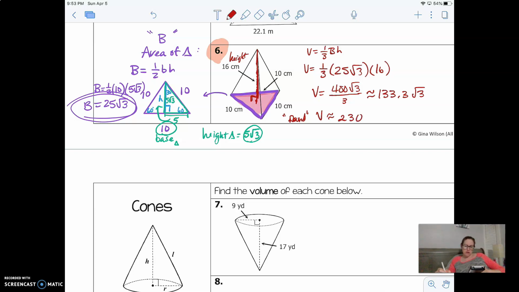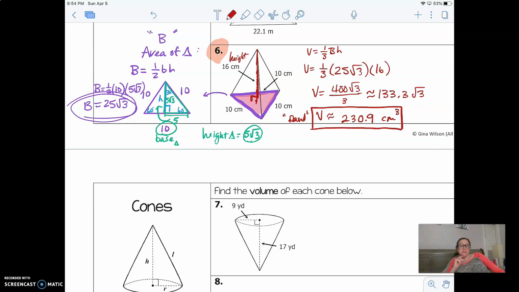230. Nope, that's wrong. Sorry, I was multiplying the wrong thing. You multiply 400 square root of 3 over 3 times, oh no, that's right, okay, 230.9 centimeters cubed. We'll leave it as that because Pearson's probably going to want it rounded to the nearest decimal or whole number, but if it says the word round, make sure you're typing in the square root 3.